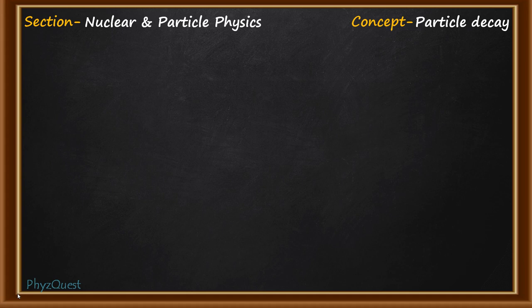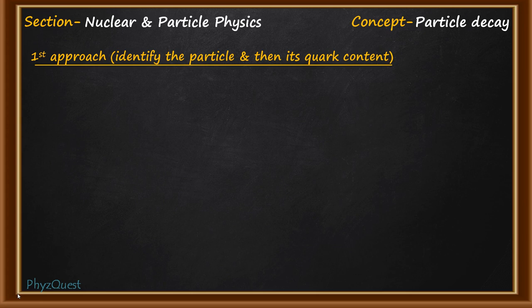So here we have a decay process given, and we need to find out the quark content of a certain particle. We can approach the problem in two ways. The first approach would be to identify the particle and then find out its quark content. So this is the decay process, pion plus proton giving kaon plus X. Once we identify the particle, we know how to get its quark content.